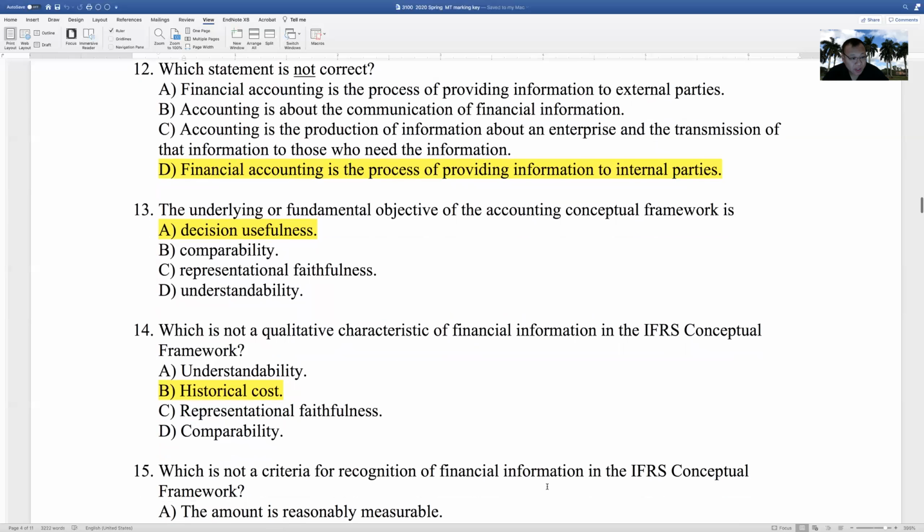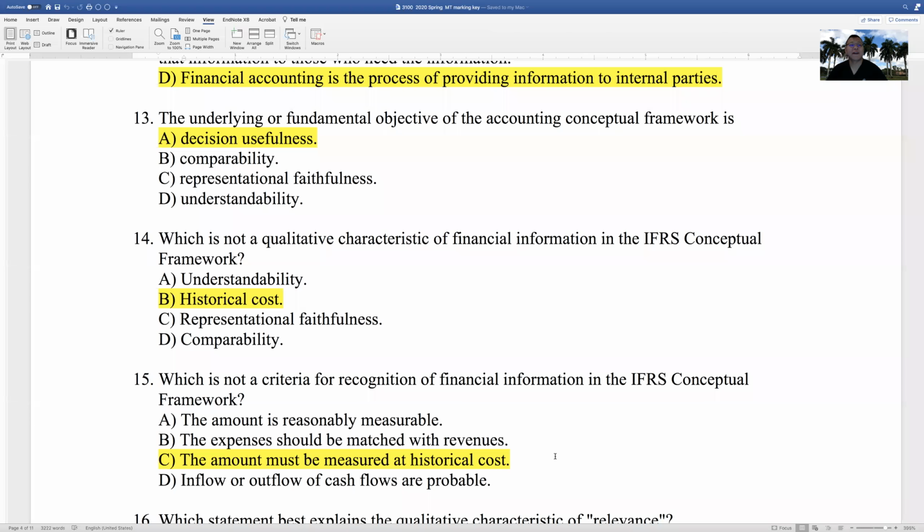13, the underlying fundamental objective of the accounting conceptual framework is decision usefulness. Everything you are doing, you are trying to provide useful information. So the whole and fundamental objective of the IFRS framework is to be useful for decisions.